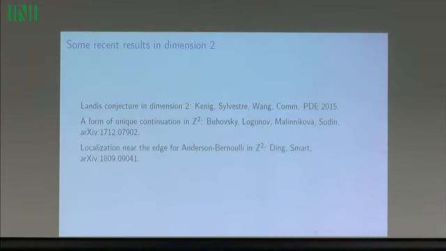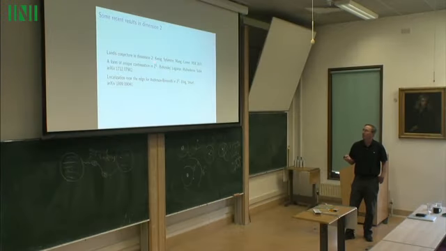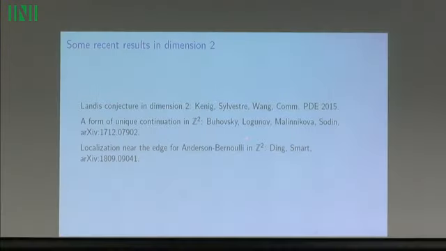And actually there have been some results recently, specifically in 2 dimensions. The Landis conjecture, I guess, was solved in dimension 2 in 2015. There is some form of quantitative unique continuation that these fellows proved about a year ago in Z^d, and this was used, I just learned about this last night, in this paper, to prove localization near the edge of the spectrum for the Anderson-Bernoulli model. So this is a subject of active study, exactly what the situation is on the lattice, and whether there is any echo of unique continuation on the lattice.